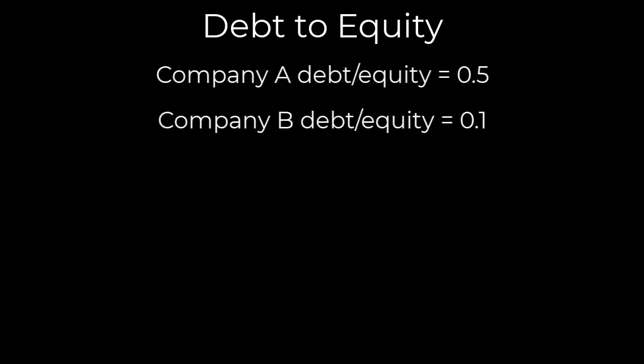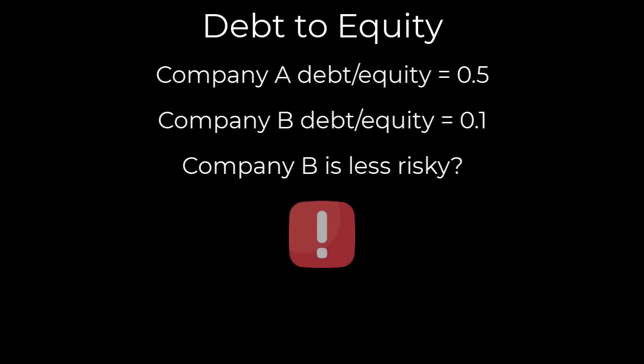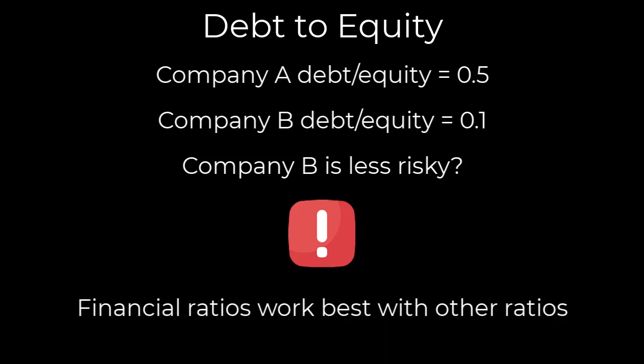By comparing both companies' debt to their equity, we can easily compare the two companies. We now know Company B has less debt compared to its equity than Company A. Based on this, you might assume that Company B is less risky. This might be a dangerous assumption. While financial ratios are helpful, they shouldn't be used on their own. Financial ratios work best when they are analyzed alongside other financial ratios.